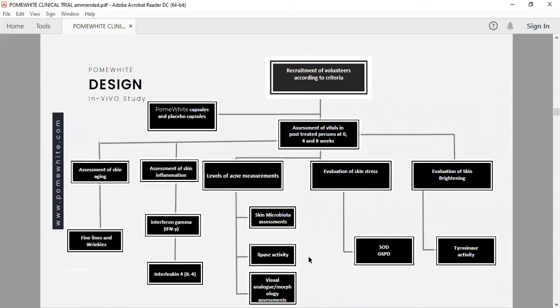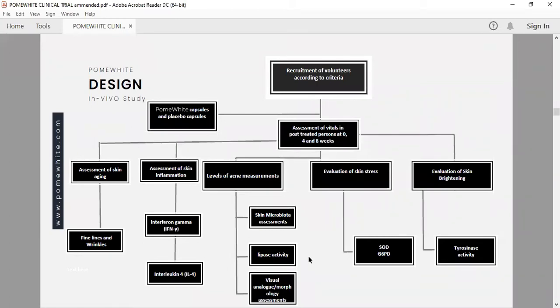So we have measured the lipase activity at different time points: at 0, 4, and 8 weeks. Then, with the help of a questionnaire, we also calculated the visual analog scale, the level of satisfaction and stuff like that. And some morphology assessment, like pictures of the volunteers were taken, and we quantified these photographs to see whether the level of acne is going to reduce with our treatment or not.